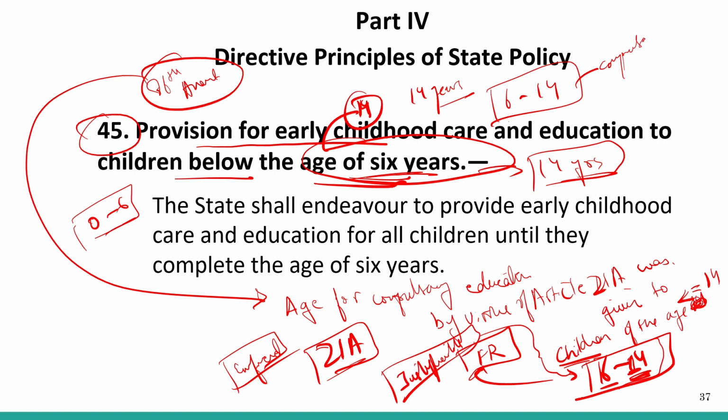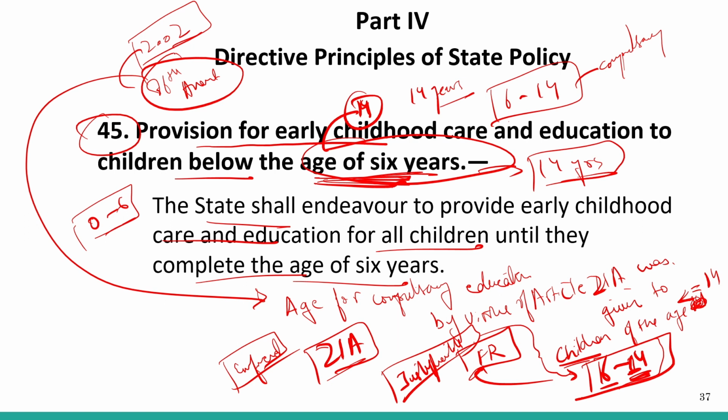And up till the age of 6 years, it is the directive that the state shall endeavor to provide early education and childhood care for all the children until they complete the age of 6 years. So this is how amendment has brought about so many changes. You need to remember the date here also. It is in the year 2002 when Article 21A was included.